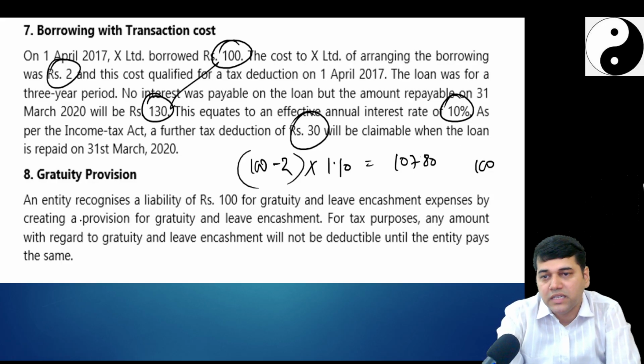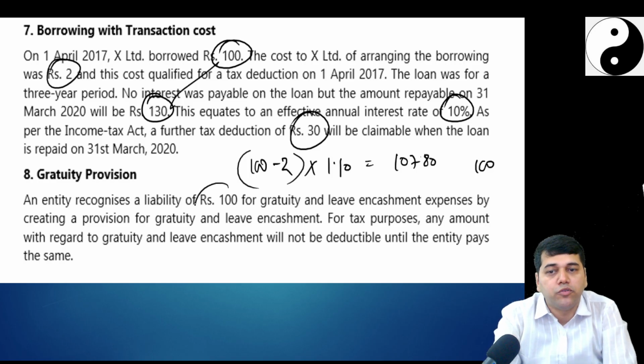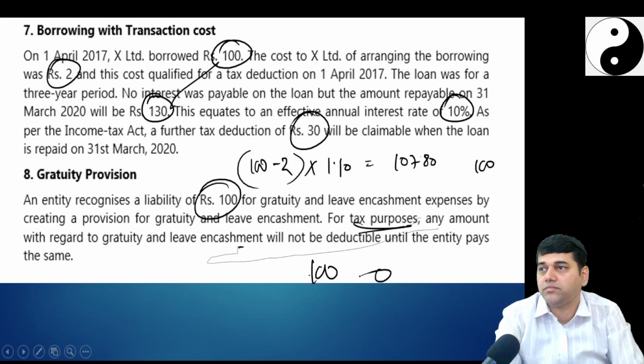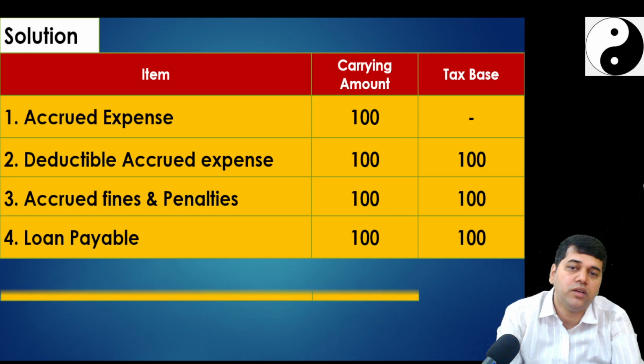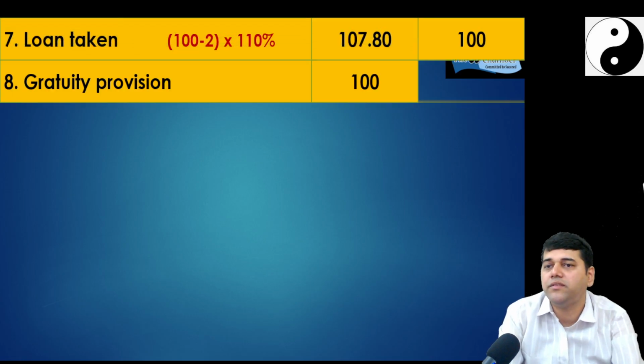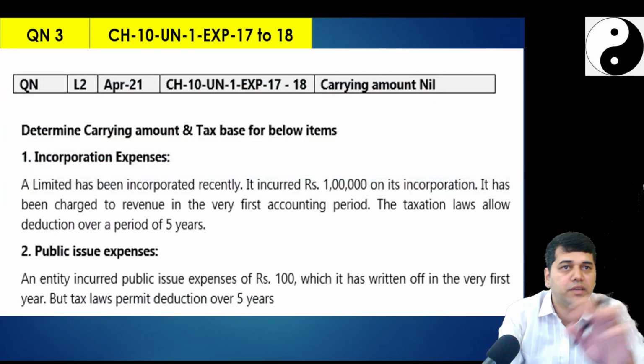And the last one, gratuity. Entity makes a provision for gratuity, expense account debit to gratuity. But the tax says that I will permit this gratuity only when you pay in the future. So your provision is 100, but the tax base is 0. Yes, so this is all about the liability. Yeah, one more small expense we will do, then one small example, then we can take a break.